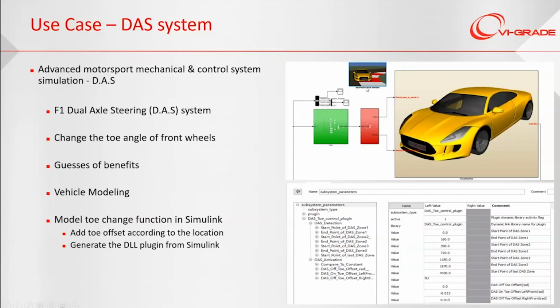Then when we have the Simulink model, we can also export it from Simulink to VI Motorsport by generating a dynamic link library plugin from Simulink. Then we can modify all the parameters in VI Motorsport and get faster calculation efficiency.